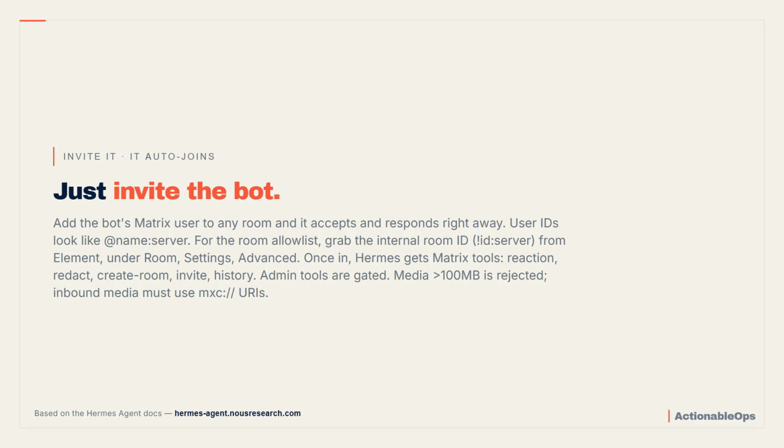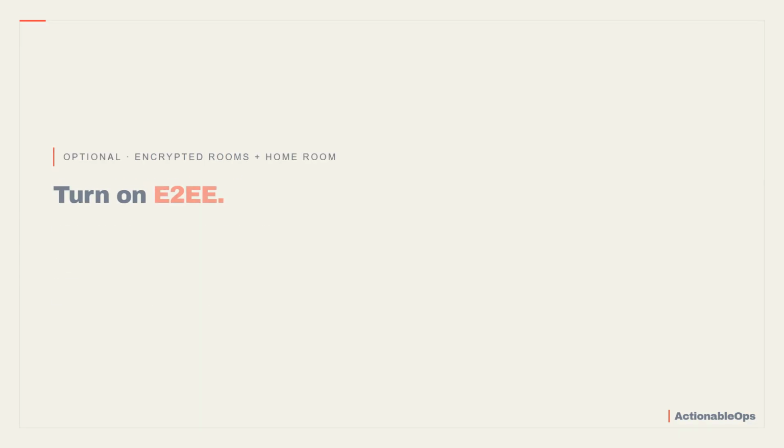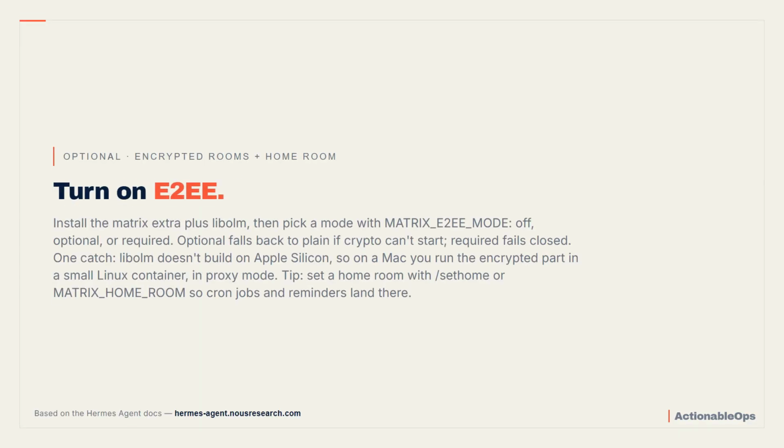Once it's in, Hermes gets Matrix-specific tools: send reactions, redact, create rooms, invite, fetch history. Admin tools are off by default. Media over 100 meg is rejected, and inbound media must use Matrix mxc:// URIs.